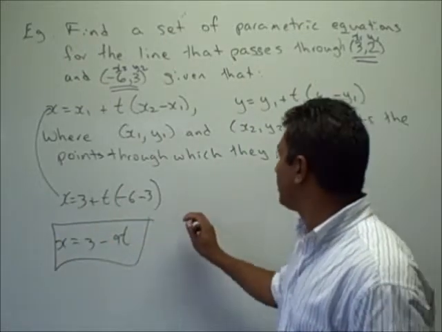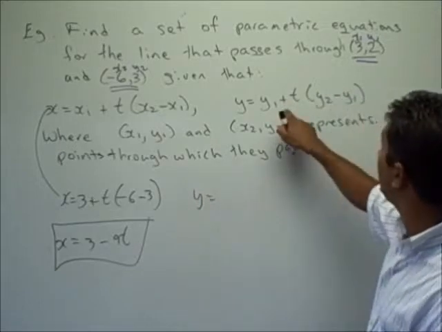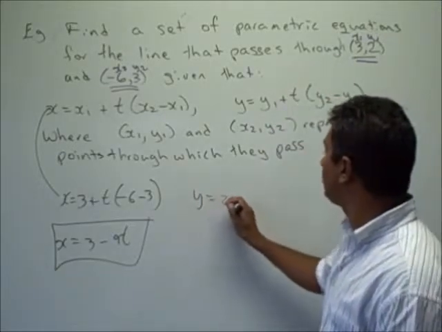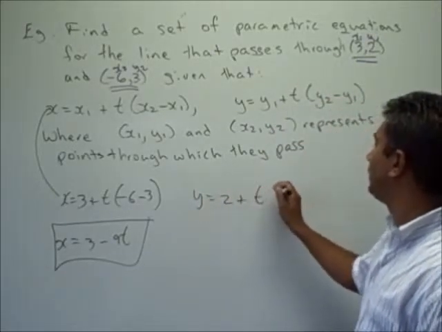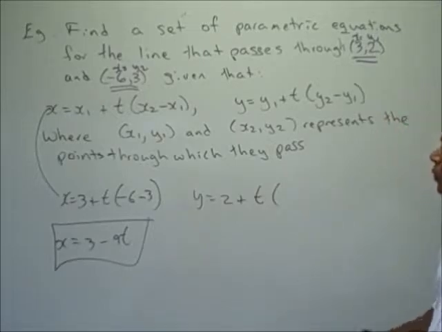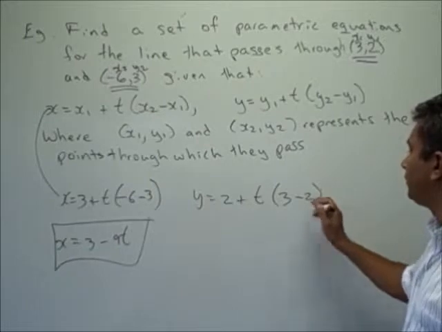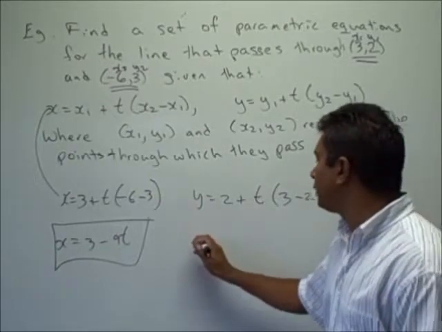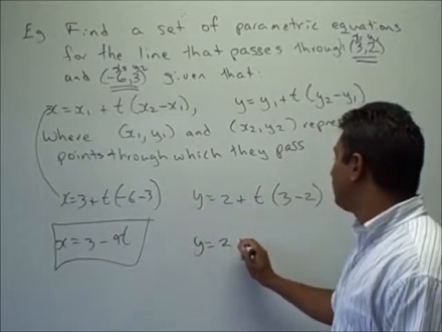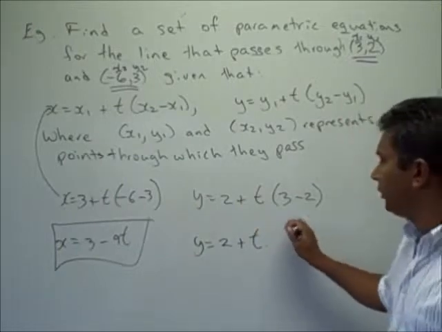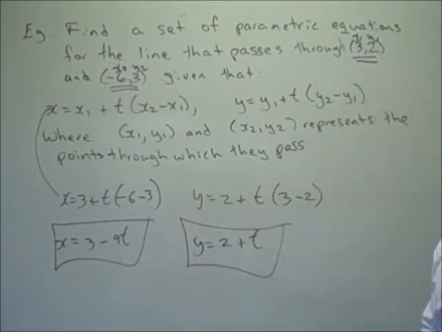For the second parametric equation, we have y is equal to y1, which is 2, plus t times (y2, which is 3, minus y1, which is 2). 3 minus 2 is 1, so y is equal to 2 plus 1t, or just 2 plus t. So here we have our set of parametric equations for the given condition.